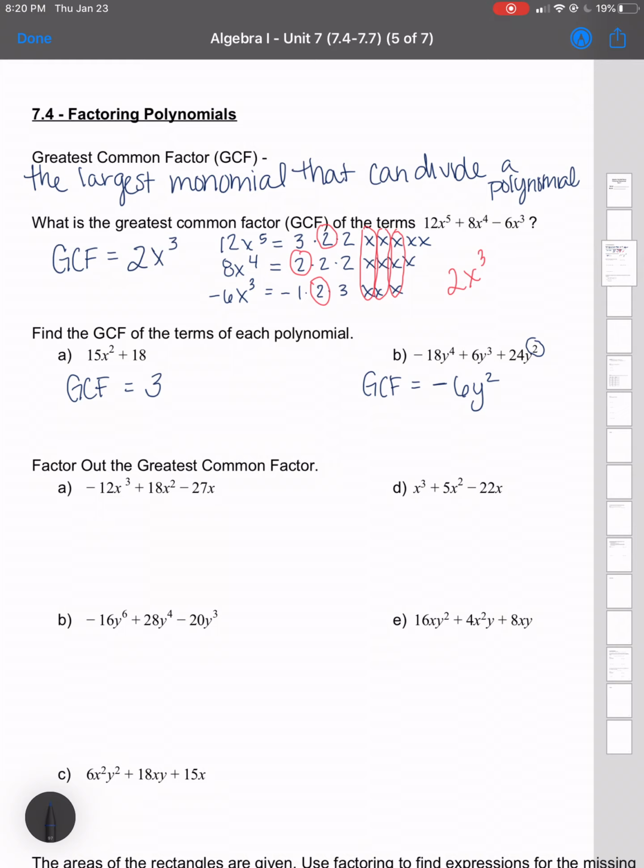Okay, so now that we know how to find our greatest common factor, we're going to factor it out. When we're factoring, it's very similar to division of polynomials. Remember, when we divide, we subtract our exponents.